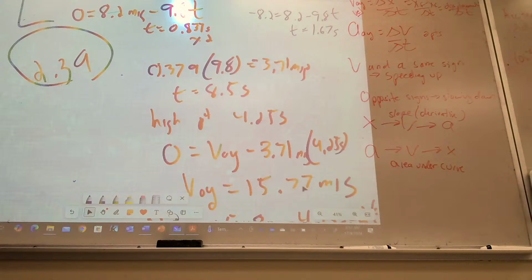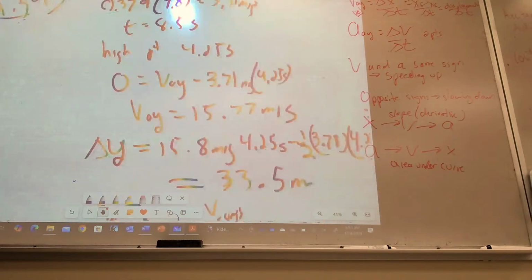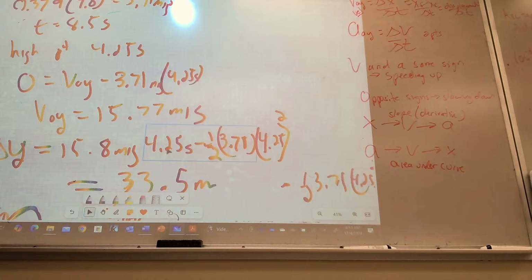The time? We just used 8.5 now. You're looking for your delta y, so you're looking for the distance to the high point. So what time would you use? Oh, the high point. Did you get it, Connie? The distance to the high point? 33.49 meters. Good. We get 15.8 is our initial, 4.25 is our time, minus 1/2, 3.71 times 4.25 squared.